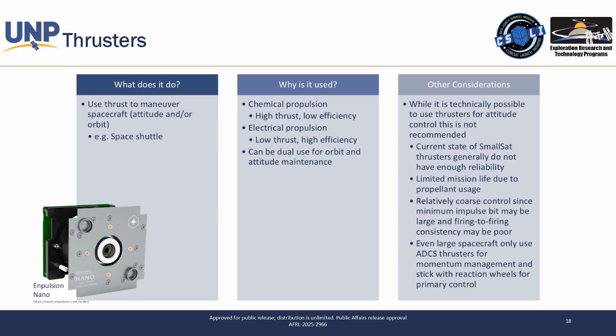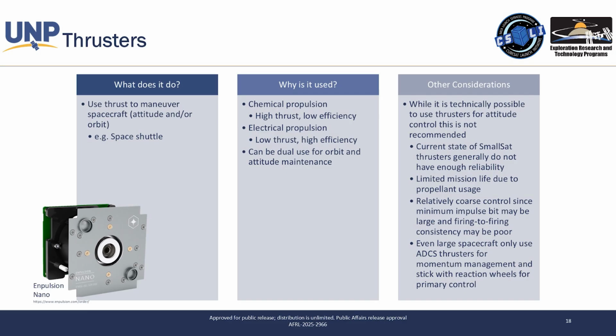Thrusters. Obviously, thrusters help you maneuver. They can maneuver you for orbit. They can also help you dump momentum and pull momentum out of the system. There are two big types. You have your chemical propulsion, which is high thrust, generally low efficiency. And you have your electric propulsion, which can be low thrust, but high efficiency. What we mean by efficiency here specifically is fuel use. So you get a lot of thrust, but you burn a lot of fuel quickly. Electric propulsion is the opposite of that.